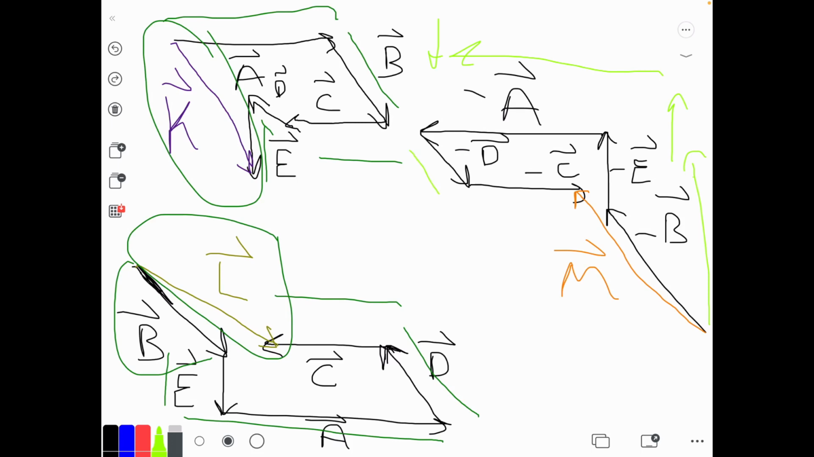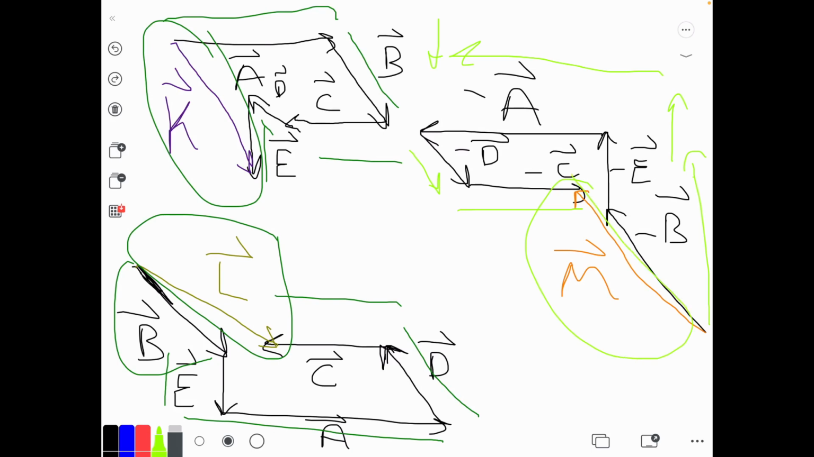And then vector d goes upwards, so we go downwards with negative vector d. And then since vector c goes towards the left, we go the opposite way, towards the right, to get negative vector c, to get resultant vector m.